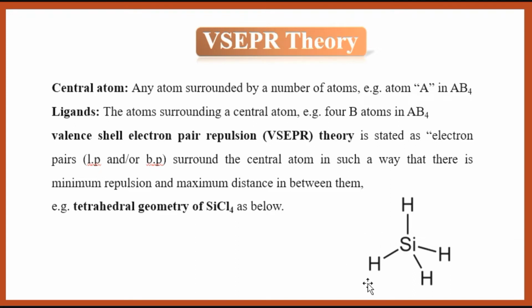So, in this case, silicon would be termed as the central atom, while all the atoms that surround a central atom, like here there are the 4 hydrogen atoms, these would be termed as ligands. And generally in the system of AB4, the 4 B atoms would be ligands.